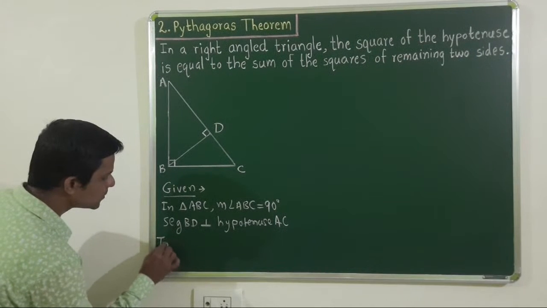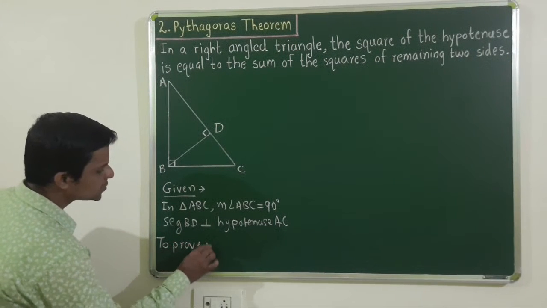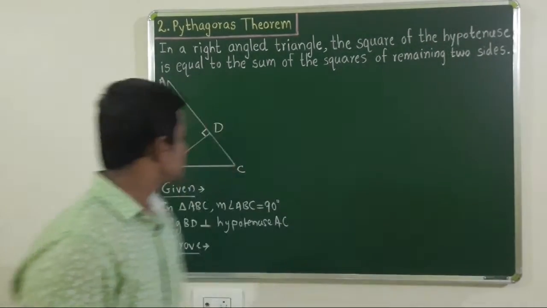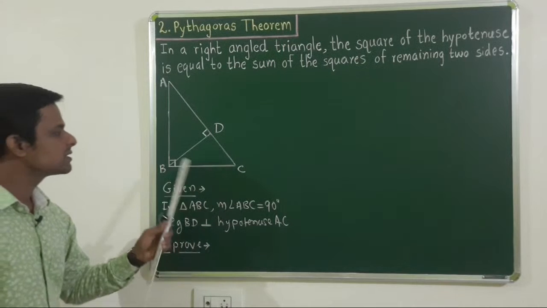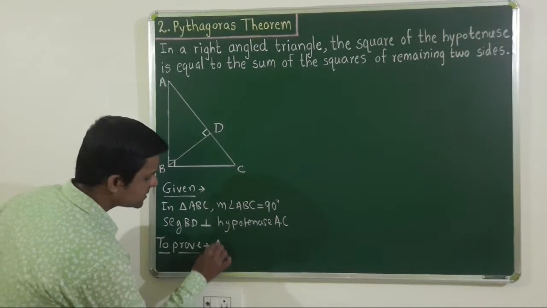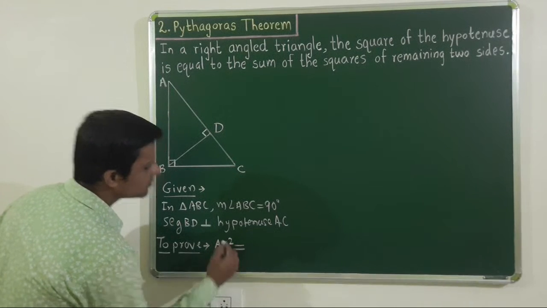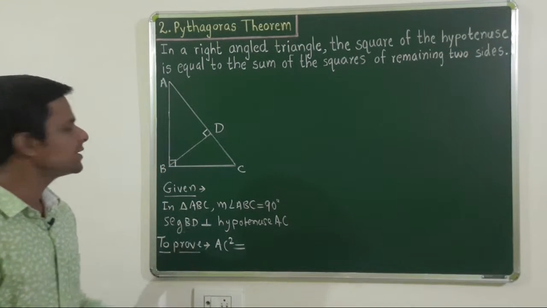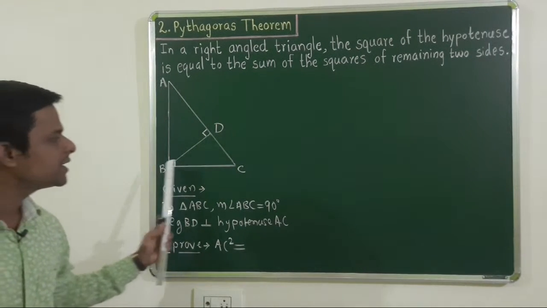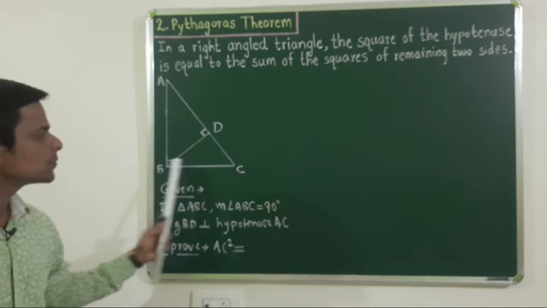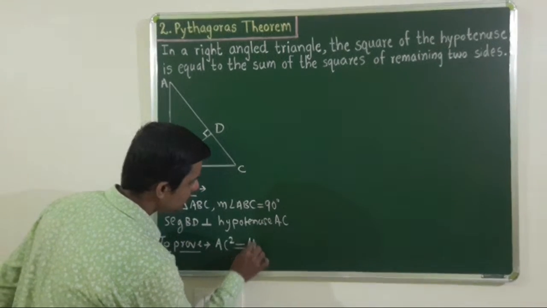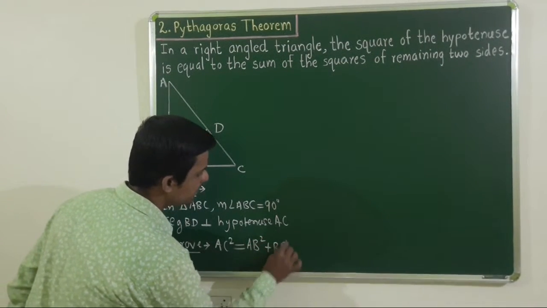Now what is to prove? It is most important. What is to prove? The square of the hypotenuse, and the hypotenuse is nothing but the side opposite to the right angle, that is AC. So AC square is equal to the sum of squares of the remaining two sides, and the remaining two sides are AB and BC. Therefore I can write the sum of squares of remaining two sides as AB square plus BC square.